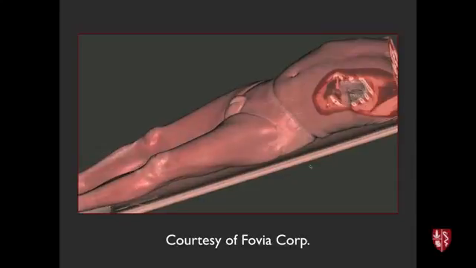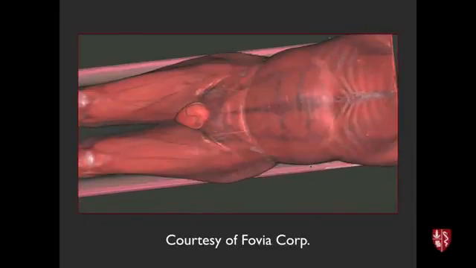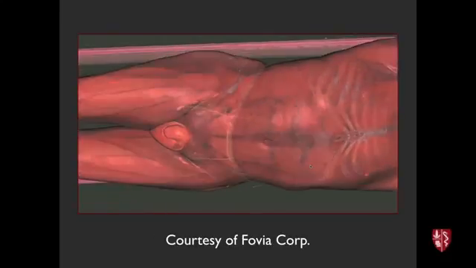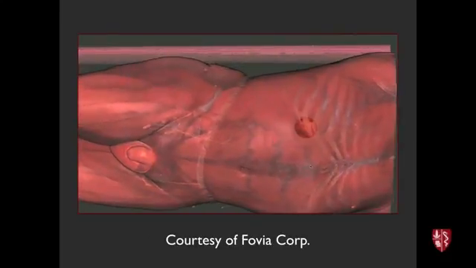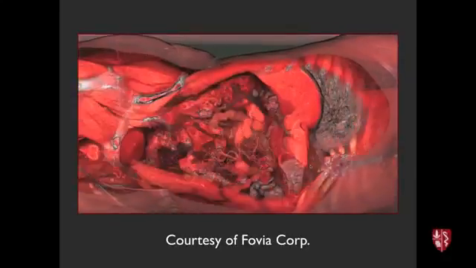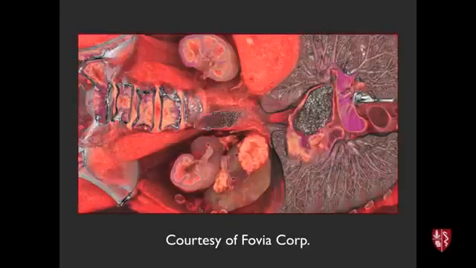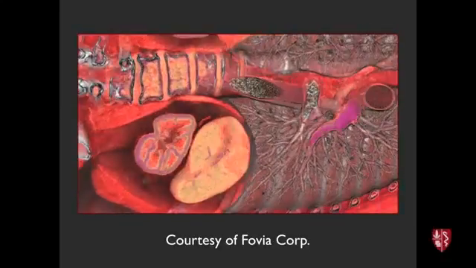And I'll just let this play. This is CT data that is rendered with 3D computer graphics. So this patient was scanned from the upper chest down through the legs, and this company called Fovea has a great 3D rendering engine that allows you to slice through the data and see different organs and things.